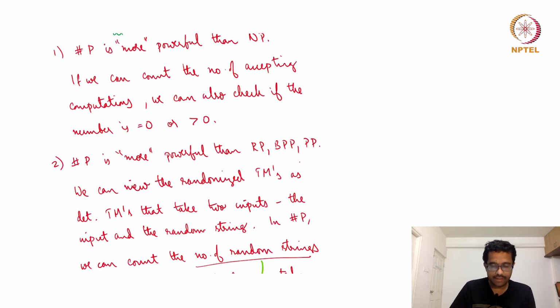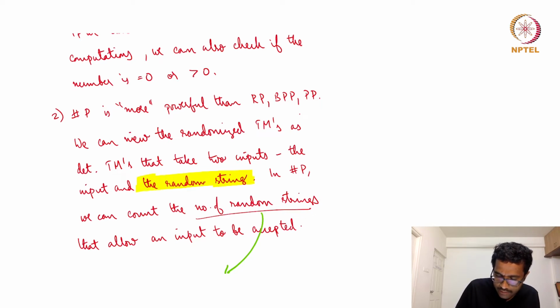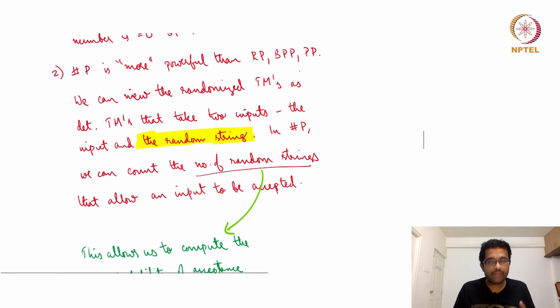And similarly, #P is at least as powerful as the randomized classes RP, BPP, etc. Because we can view randomized Turing machines as deterministic Turing machines which take the random string as an extra input. We can view it as a deterministic Turing machine that takes the input and the random string, and count how many random strings lead to an input string x getting accepted. So that can be done using #P.